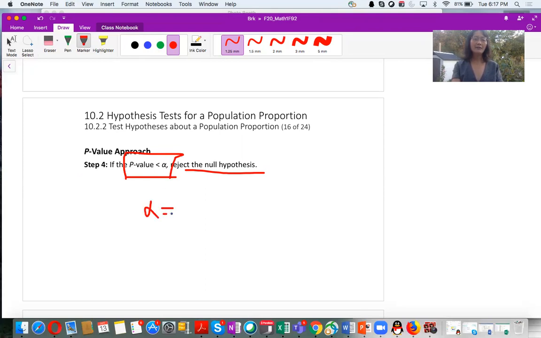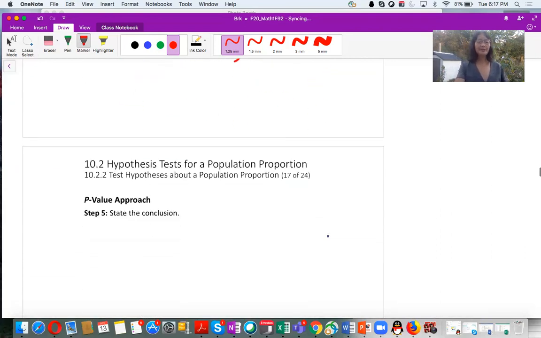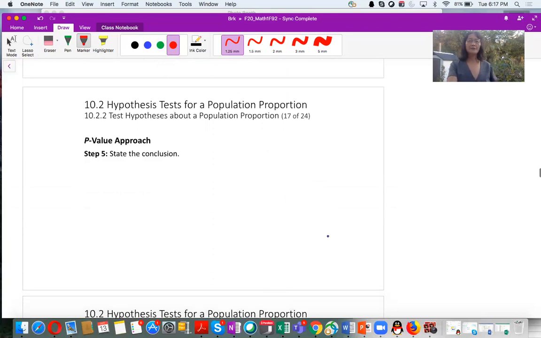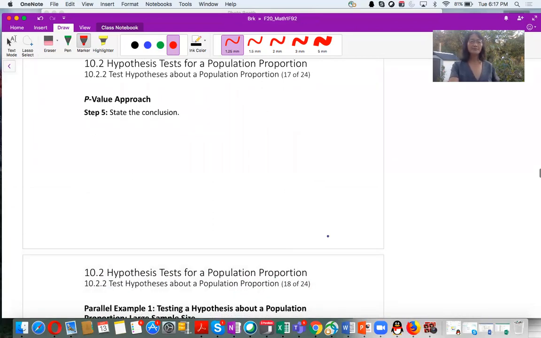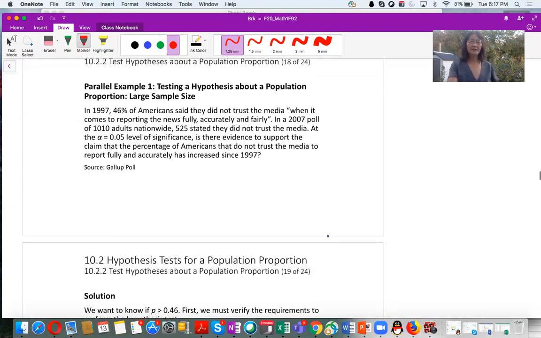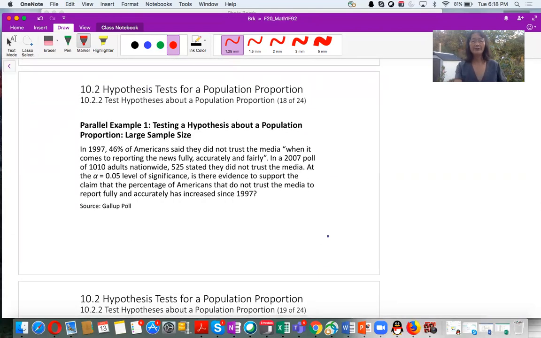Remember what alpha is? Level of significance. The popular choices of alpha are 0.05, 0.01, or 0.1. Alpha actually could be any very small number, but those are three popular choices. And the last step, you state the conclusion. So now let's take a look at this example.